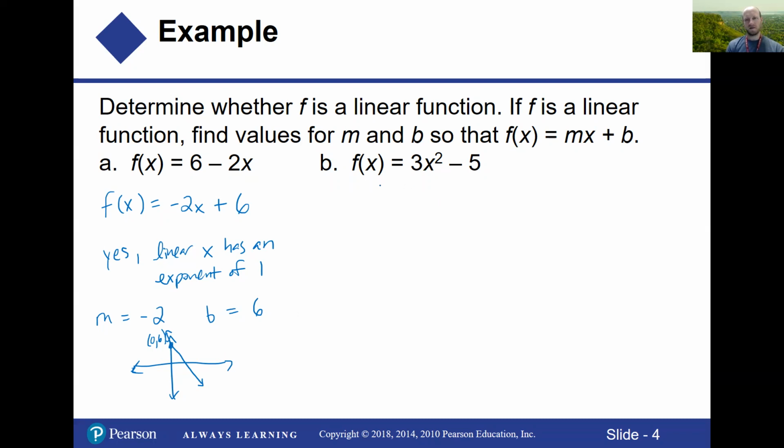And for the next question, f of x equals 3x squared minus 5, is that linear? Well, no, it's not linear. And why? Okay, well, because it has an exponent of 2, because the exponent is something other than 1.